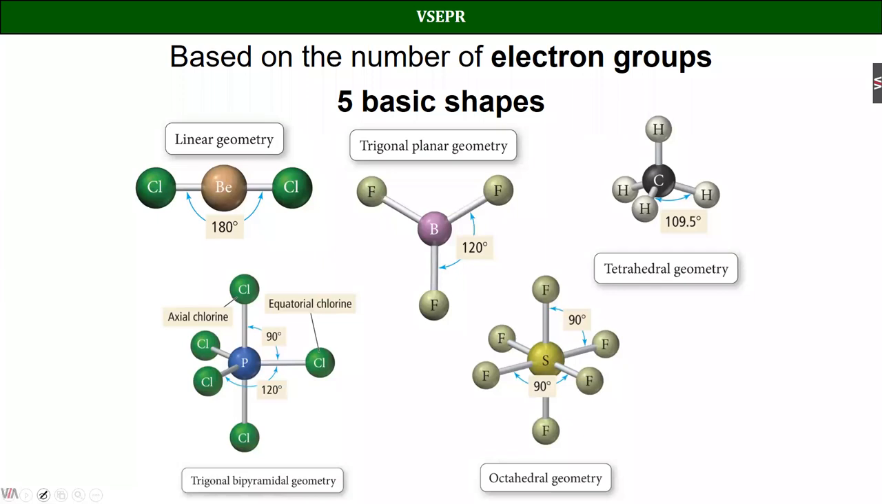Right, and so the number of lone pairs, if these are our five basic shapes, we have a whole bunch of other varieties, other flavors of geometries that are basically one of these, but you replace one of the atoms with a lone pair. And if you replace an atom with a lone pair, it looks different because we can't see the lone pair. We can only see where the nuclei are.